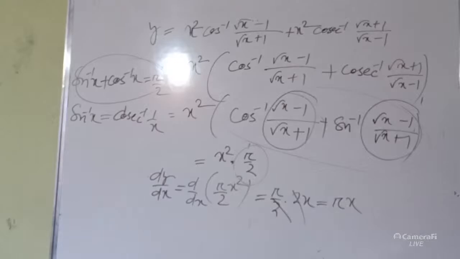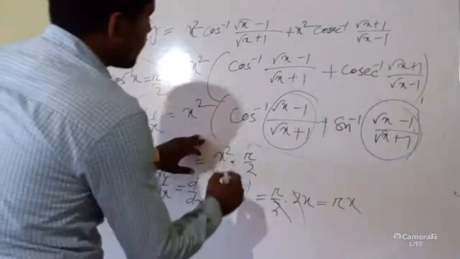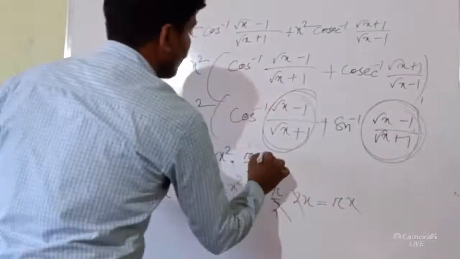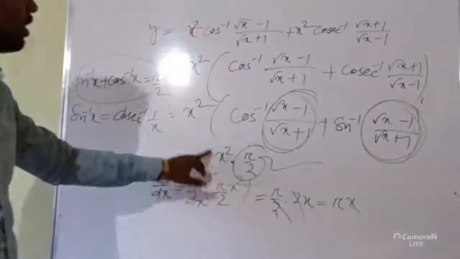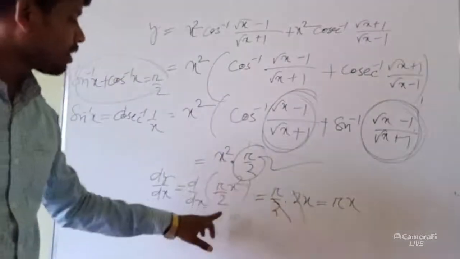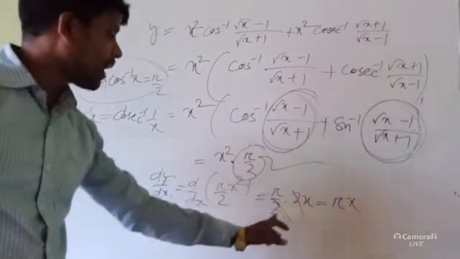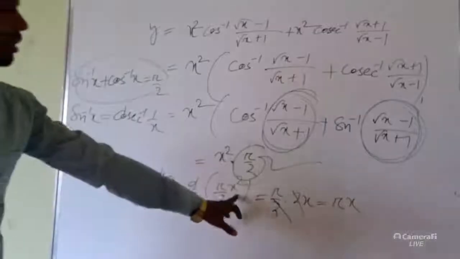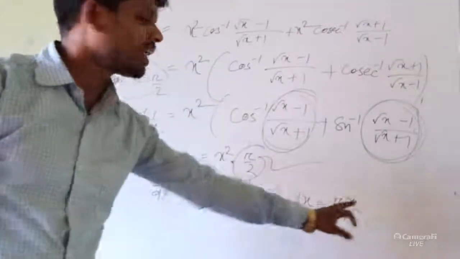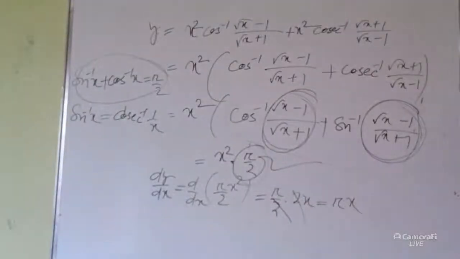Suppose cos inverse x plus sin inverse x is equal to pi by 2. Now this x square is here, and here pi by 2. This is pi x square by 2, where pi by 2 is constant. Then the derivative of x square equals 2x, this 2 and this 2 cancel, only pi x is here. This is the answer of this question. Okay, clear sir. Okay, thank you.